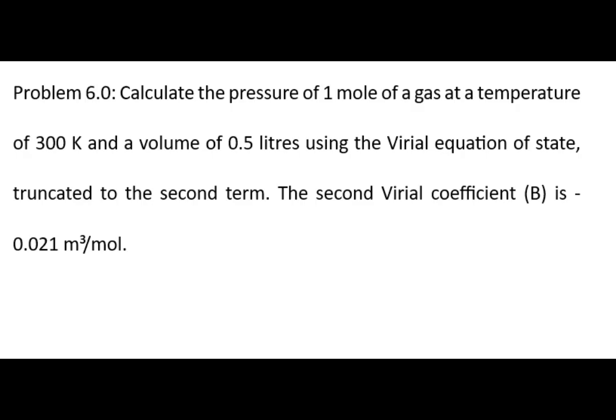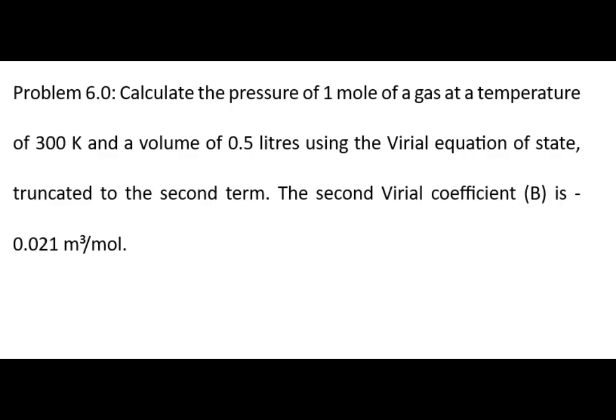Problem 6.0. Calculate the pressure of 1 mole of a gas at a temperature of 300 K and a volume of 0.5 liters using the virial equation of state, truncated to the second term. The second virial coefficient, B, is minus 0.021 m³/mol. To guide the learners and viewers on how to solve problem 6.0, equation 29 is used.